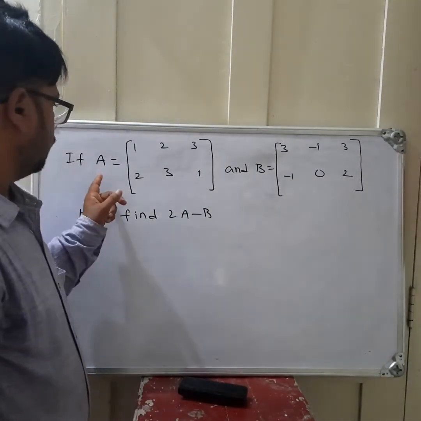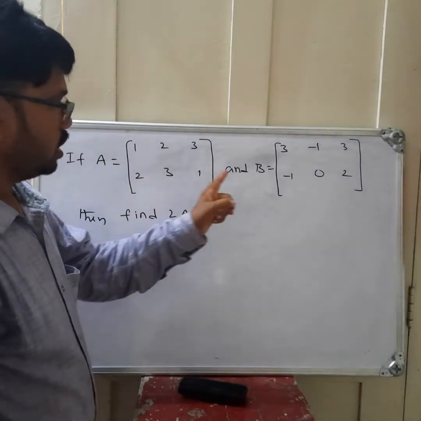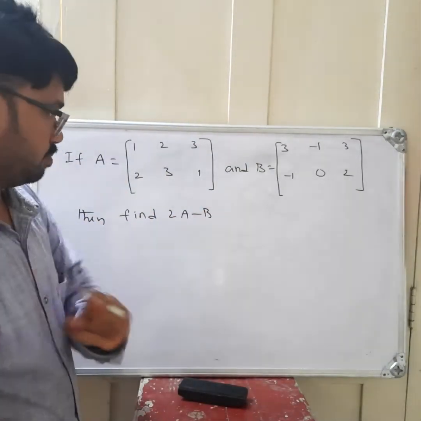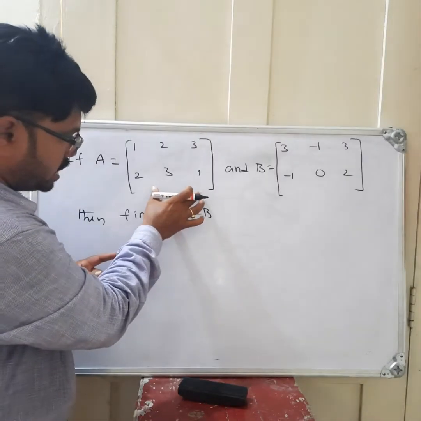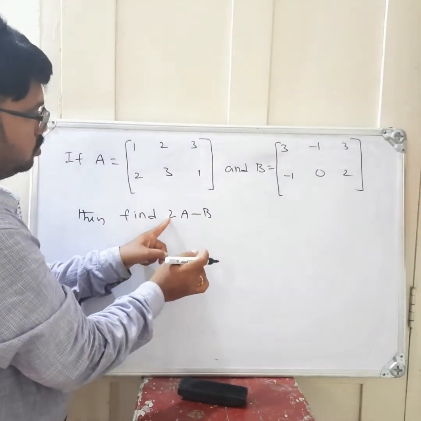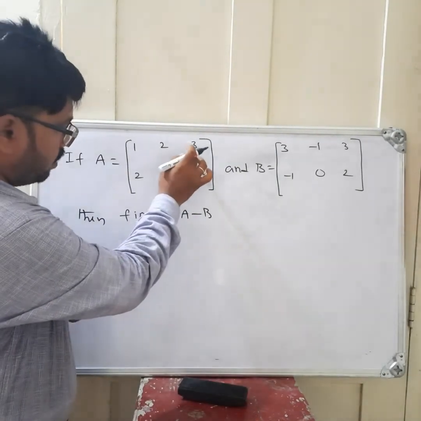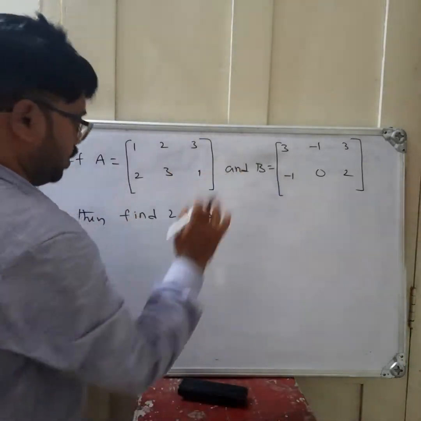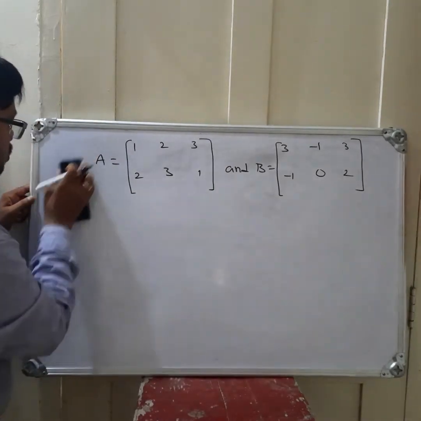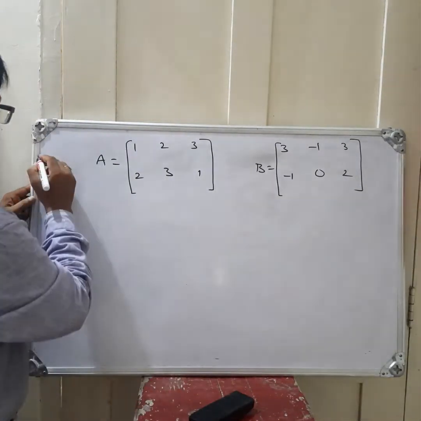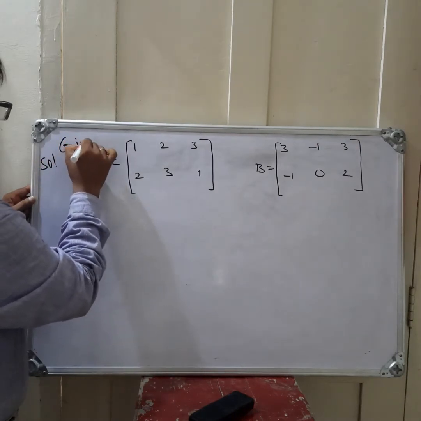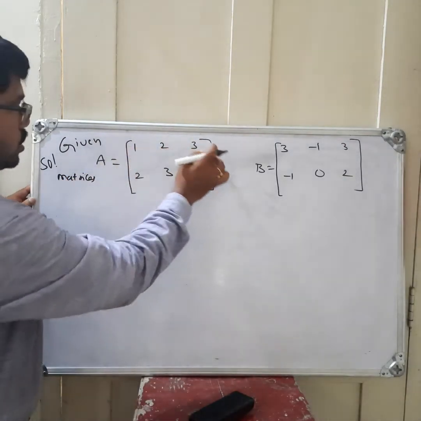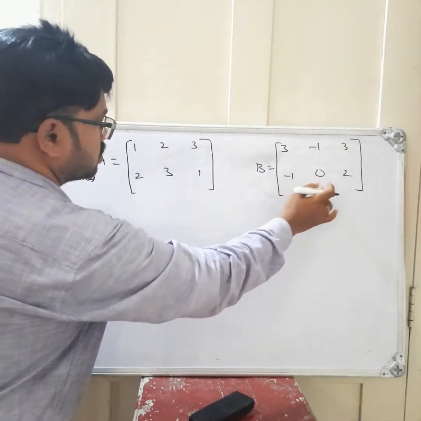Next numerical: if A equals 1, 2, 3, 2, 3, 1 and B equals 3, -1, 3, -1, 0, 2, then we have to find 2A minus B. Here A is the matrix, and scalar multiplication by the value 2 means multiplying each and every element in the given matrix by 2, and then subtracting that matrix from B. Solution: given matrices A equal to 1, 2, 3, 2, 3, 1 and B equal to 3, -1, 3, 1, -1, 0, 2.